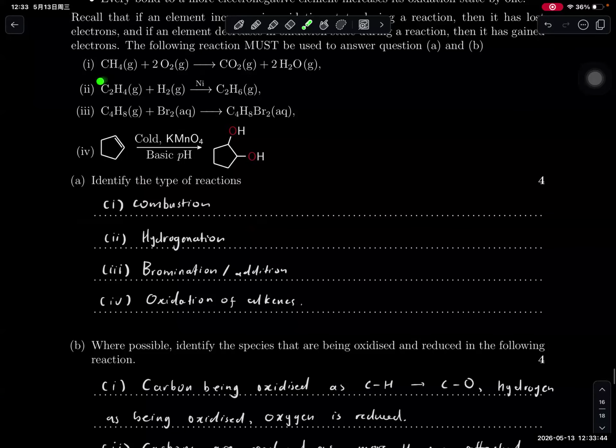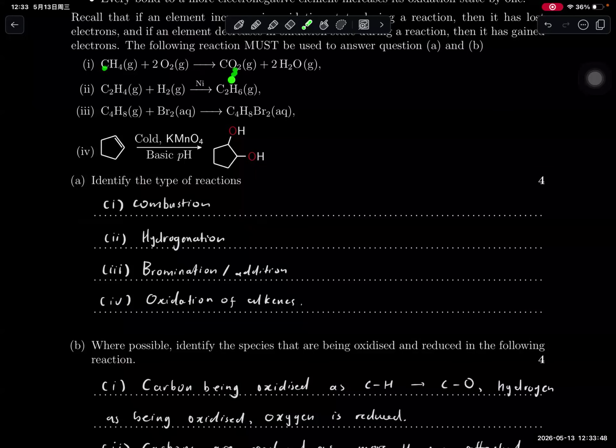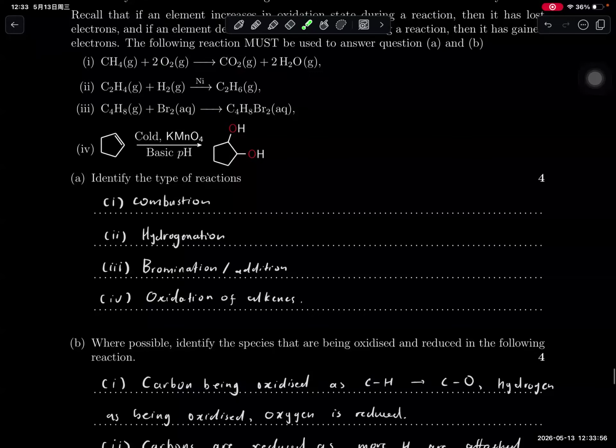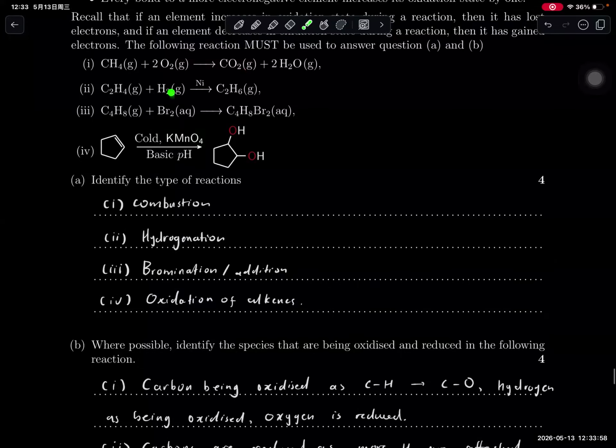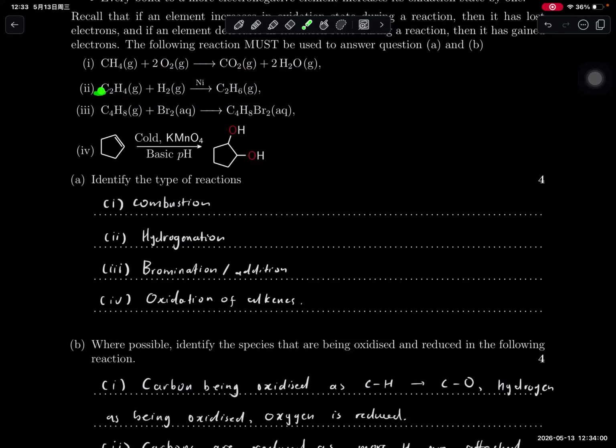So first one, we see how carbon ends up bonding with oxygen, and hydrogen ends up bonding with oxygen. So both carbon and hydrogen are being oxidized, but oxygen is being reduced. You can use the similar trend. In the second reaction, we just have more hydrogens on each carbon, so carbon is being reduced and hydrogen is being oxidized. Okay, the other way around.